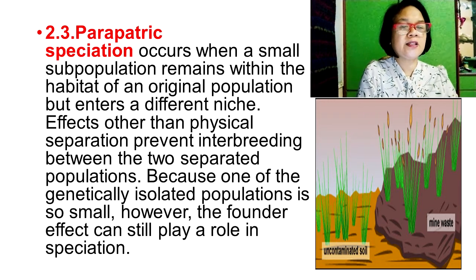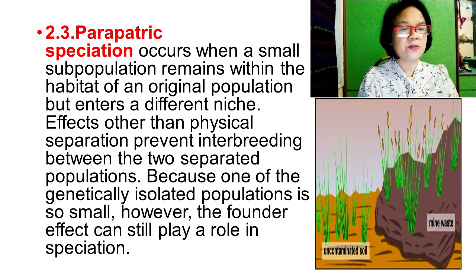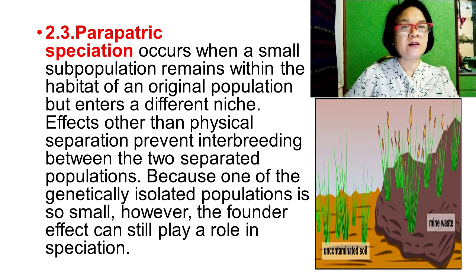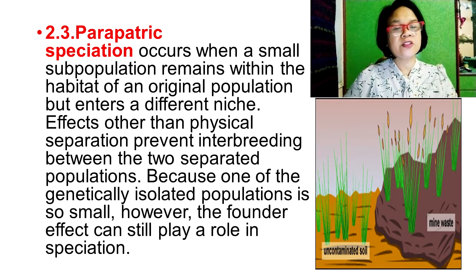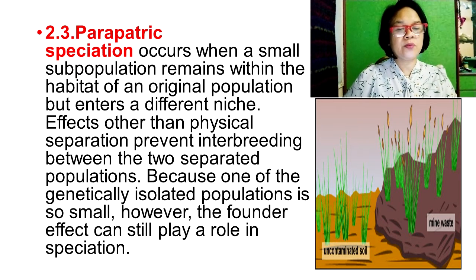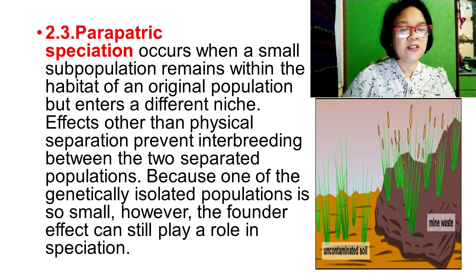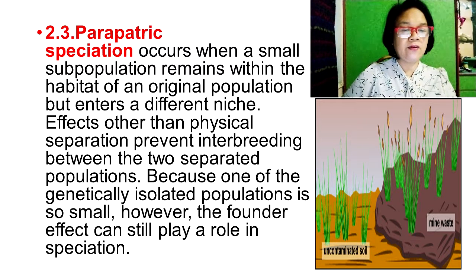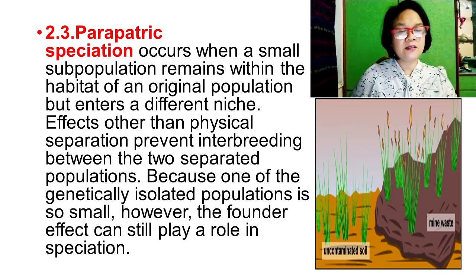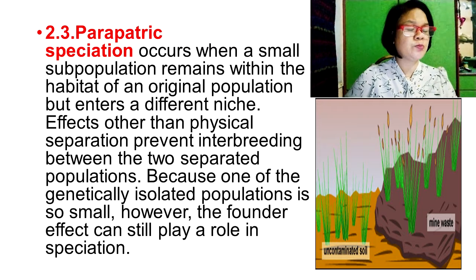The third one is the parapatric speciation. This occurs when a small population remains within the habitat of an original population, but it enters a different niche. Effects other than physical separation prevent interbreeding between the two separated populations because one of the genetically isolated populations is so small. However, the founder effect can still play a role in the speciation.